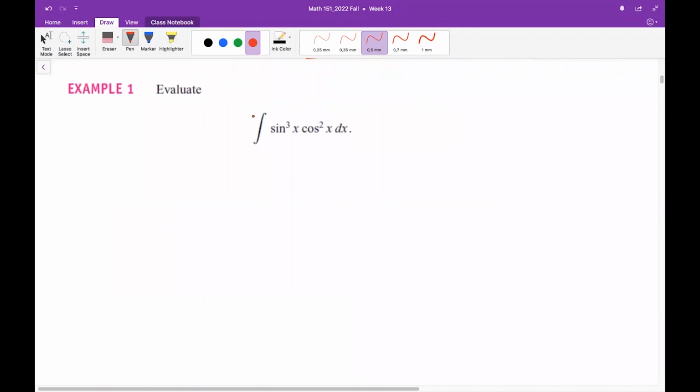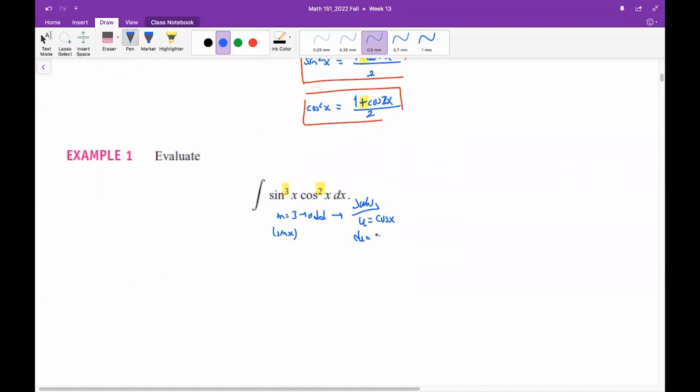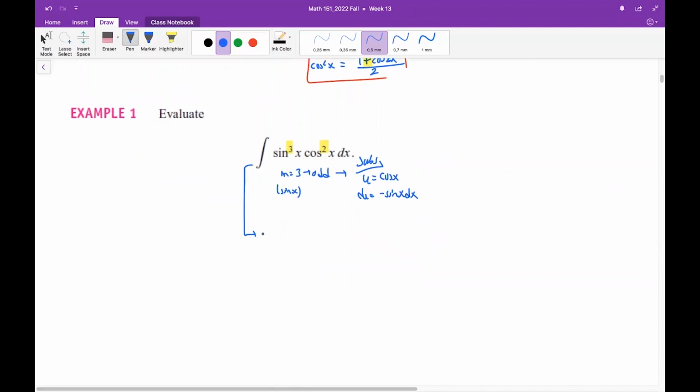As you can see here, one of the powers is odd. The power of sine, m, is 3, which is the power of sine x. It is an odd power. That's why we use the substitution, so the non-odd function will be used as the substitution, as I write here, u equals cosine x. Then what is du? du is minus sine x dx, and it is possible to rewrite your integral in terms of this substitution, right? So how do we rewrite it?